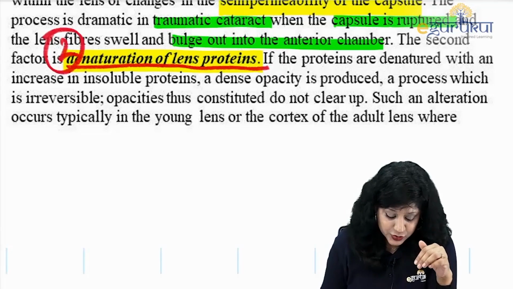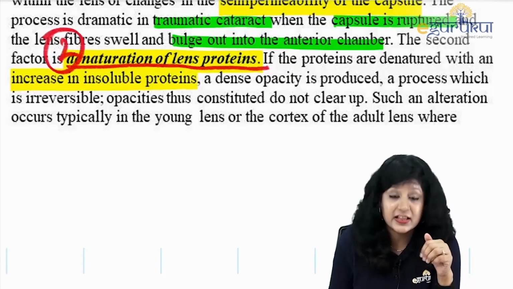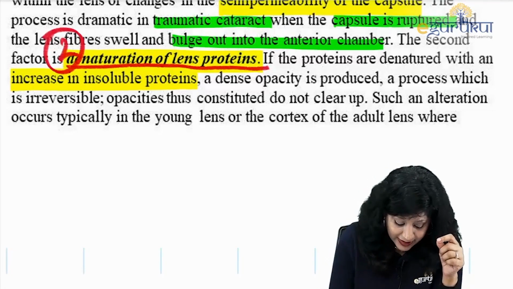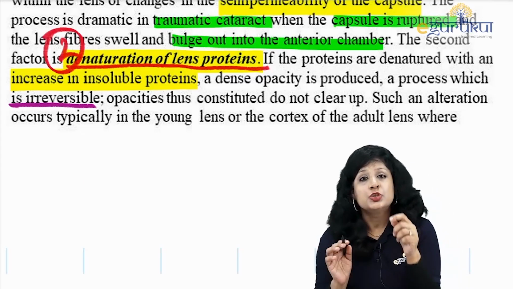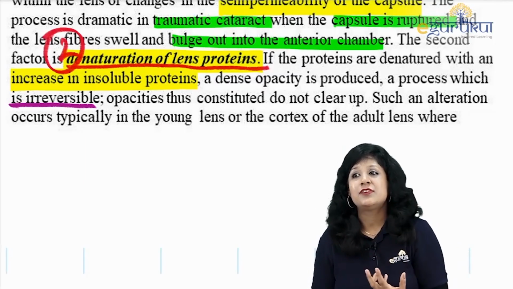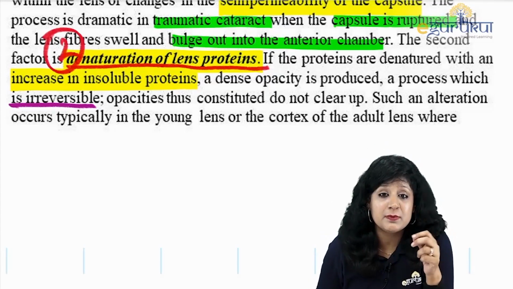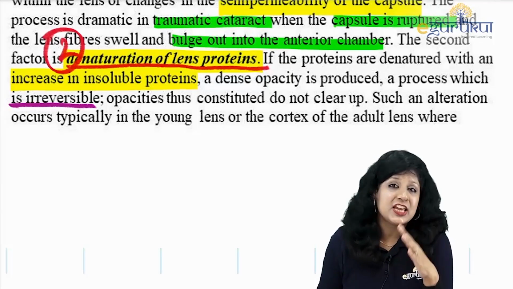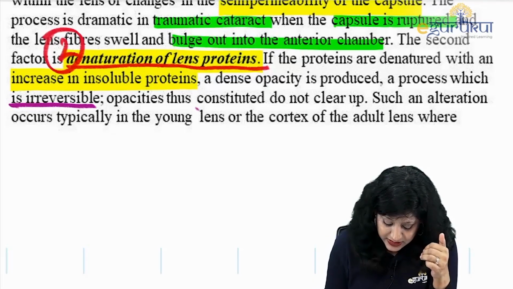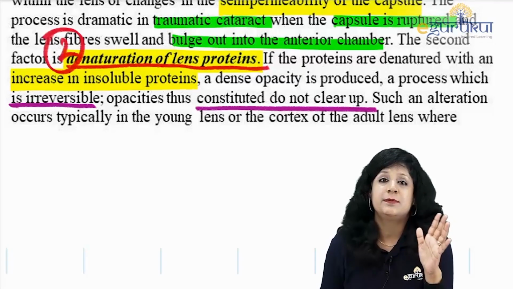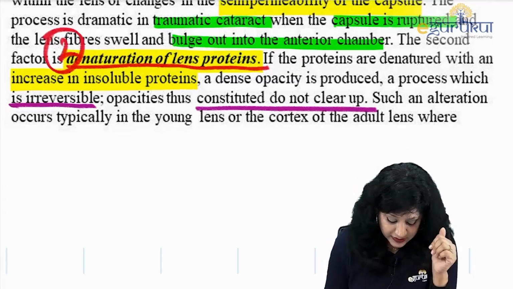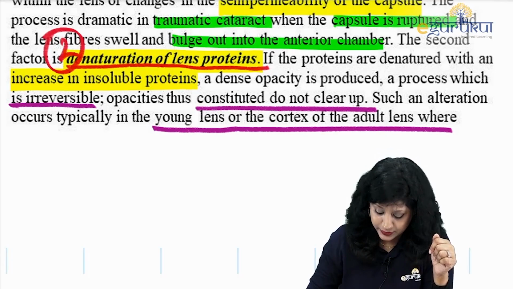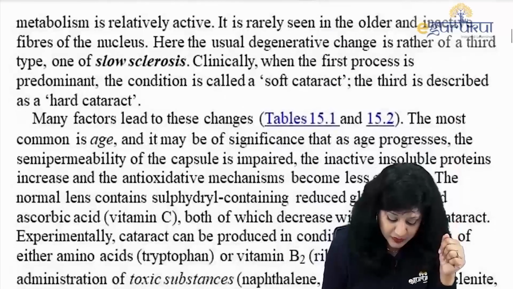So if the proteins are denatured, especially if there is an increase in the insoluble kind of proteins, a dense opacification is formed, and this is actually irreversible. So that means if the changes are occurring due to the hydration, they are actually reversible, but the moment they reach denaturation, denaturation of the proteins is a change which is irreversible. Opacities thus constituted do not clear up. Such an alteration occurs typically in the young lens or the cortex of the adult lens. So this is again very important, where the metabolism is relatively active.